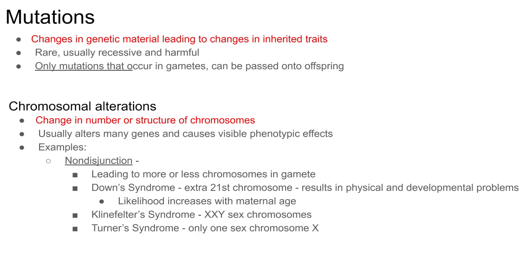So if a cell has an extra 21st chromosome, it combines during fertilization, it could lead to an embryo that has that extra chromosome. Some of the others you learned about, Klinefelter syndrome with an extra X chromosome, Turner syndrome, when an individual has only one X chromosome. Those are all examples of chromosome differences when the chromosomes don't separate properly. We call that non-disjunction.